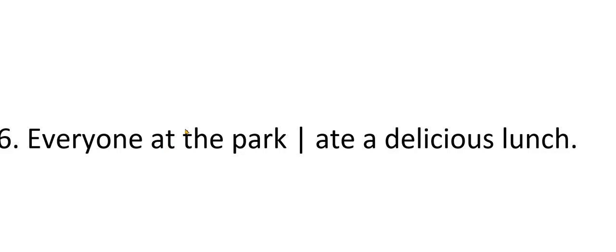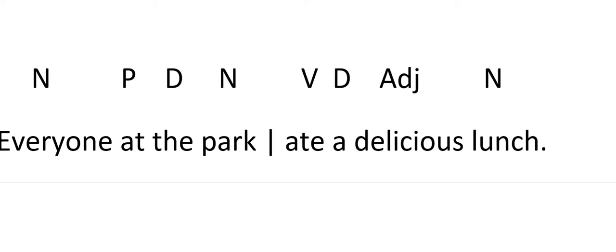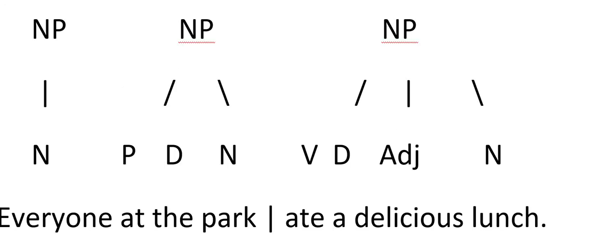In number 6, the noun phrase ends after park. So we have everyone at the park, that's the noun phrase, and then ate a delicious lunch is the verb phrase. Then you need to label the parts of speech. Group all the noun phrases together. Notice that even a single word can be a noun phrase. So you have everyone, you have the park, and then a delicious lunch.